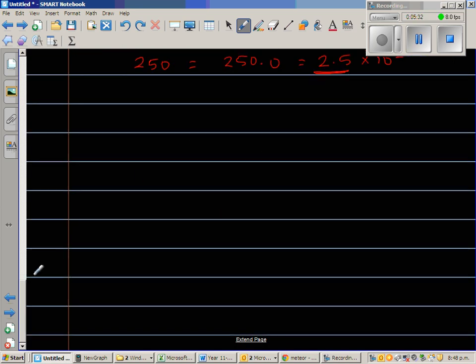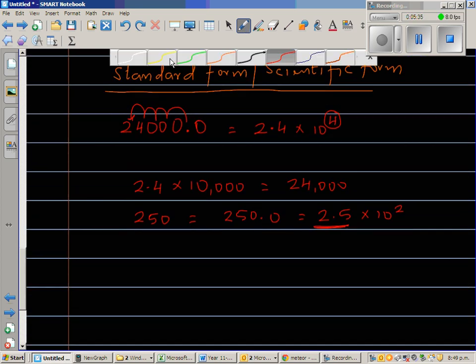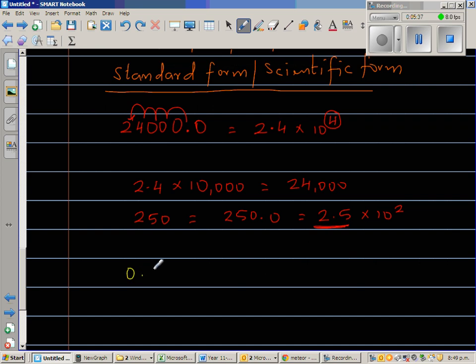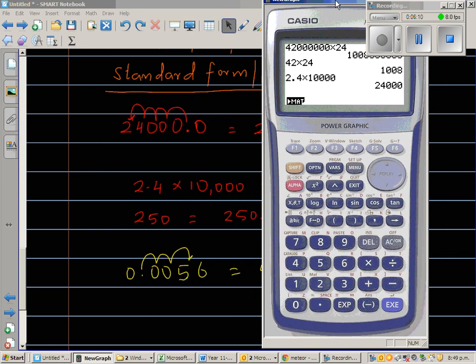Suppose you have a small number like 0.0056. If you want to write this in standard form, the decimal point has to move 1, 2, 3 places to the right. So this is 5.6 times 10 to the power negative 3. It has moved 3 places to the right, so you raise it by 10 to the power negative 3. Let's see this on a calculator.